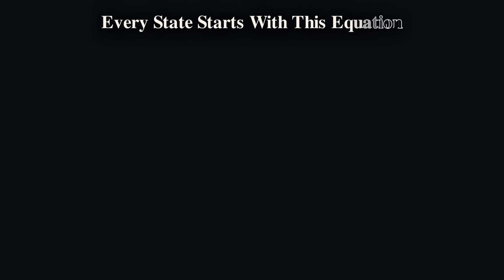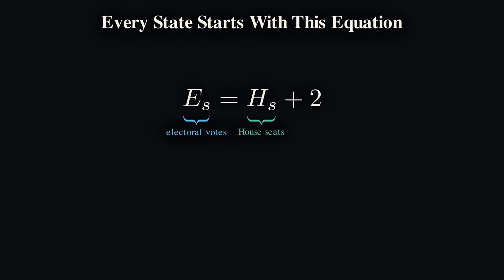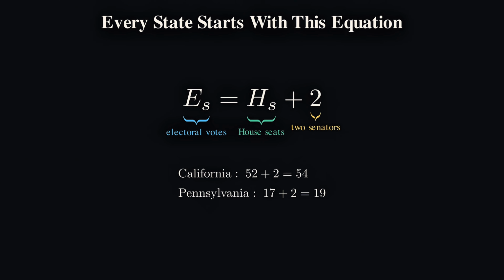If we want to figure out how many electoral votes a state has, we start with this thankfully simple equation. The number of electoral votes a state has equals the number of seats it has in the House of Representatives plus 2, because each state has 2 senators. So let's test it. California has 52 representatives, plus 2, 54 electoral votes. Pennsylvania, 17 plus 2 is 19. Wyoming, 1 plus 2, 3 electoral votes.